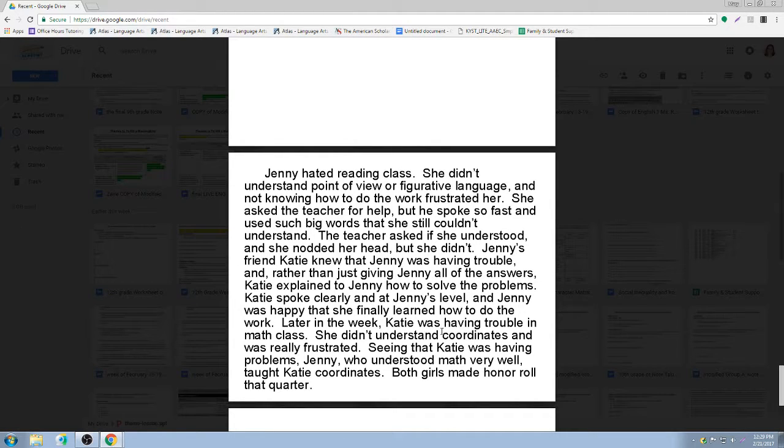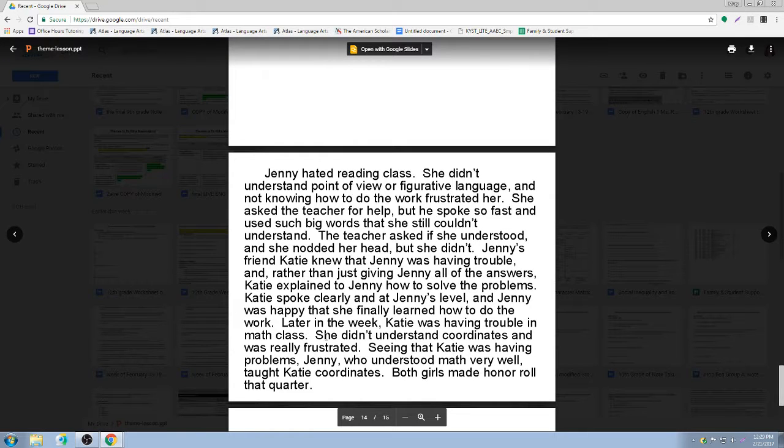Later in the week, Katie was having trouble in math class. She didn't understand coordinates and was really frustrated. Seeing that Katie was having problems, Jenny, who understood math very well, taught Katie coordinates. Both girls made honor roll that quarter.